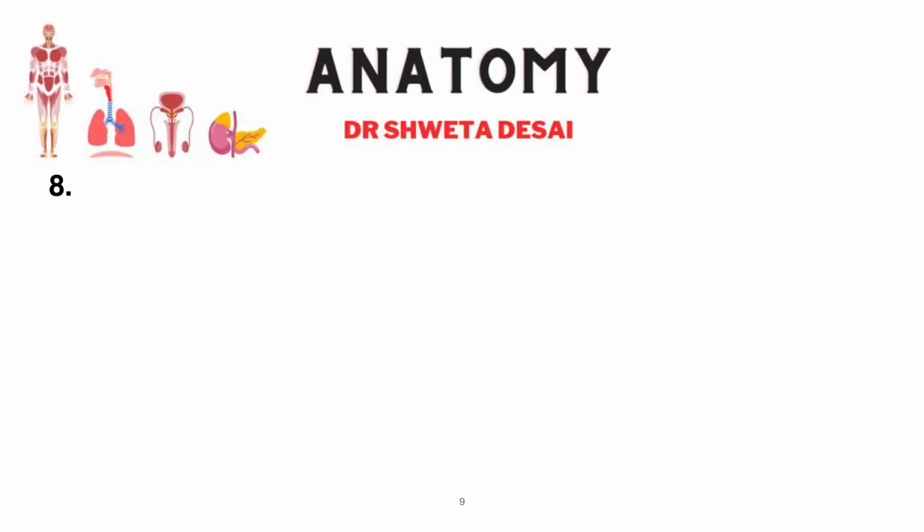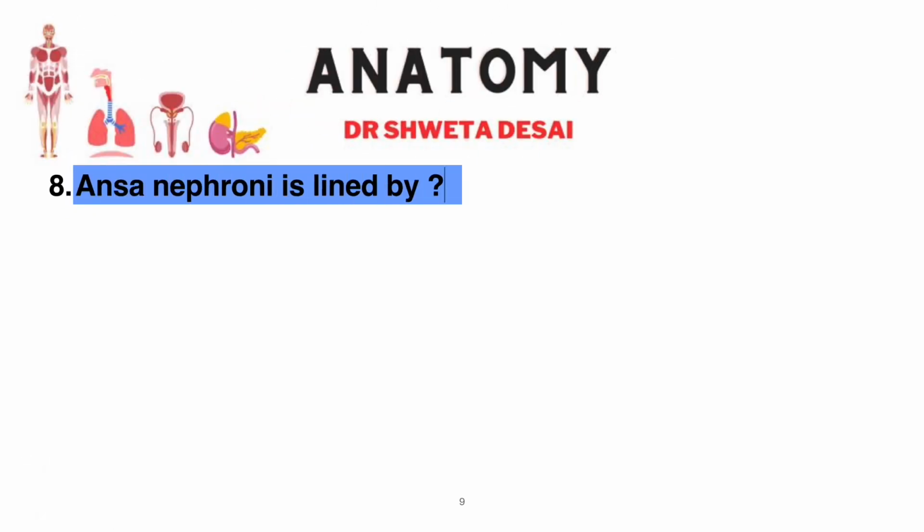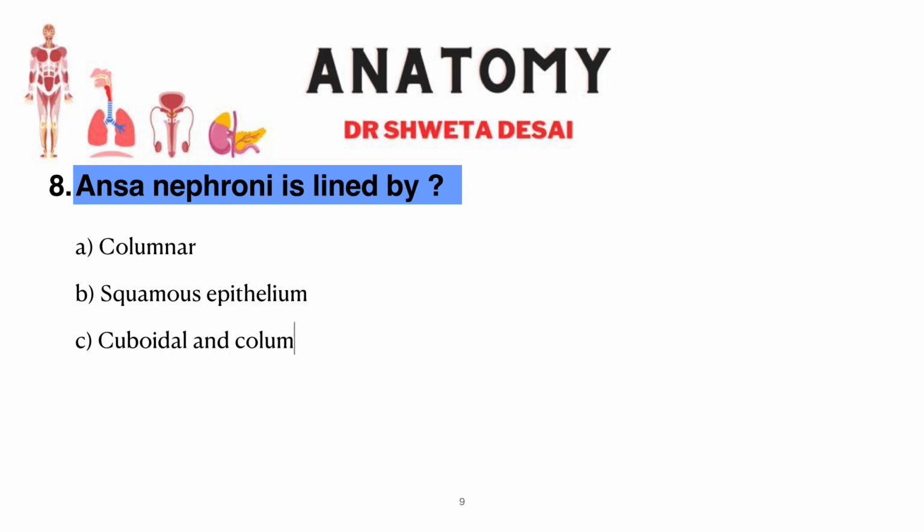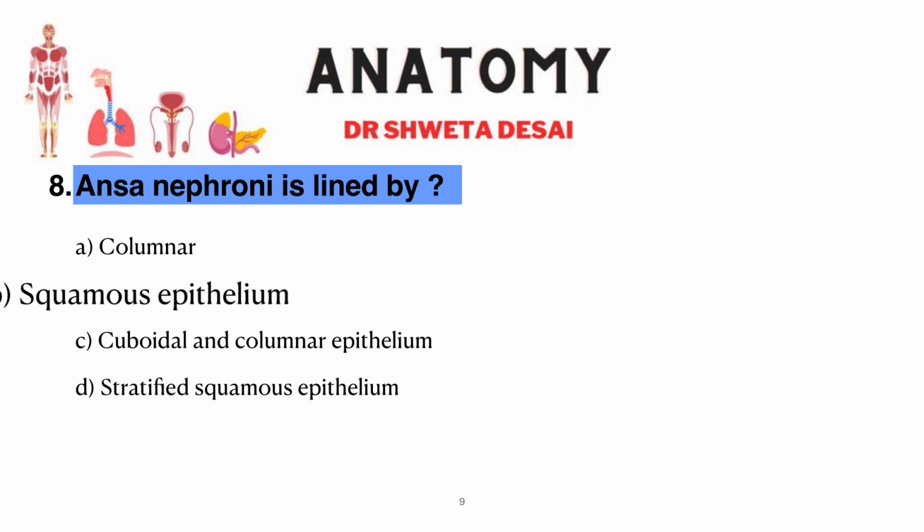Question number 8. Ansa nephroni is lined by: A. Columnar epithelium, B. Squamous epithelium, C. Cuboidal and columnar epithelium, D. Stratified squamous epithelium. The correct answer is B. Squamous epithelium.